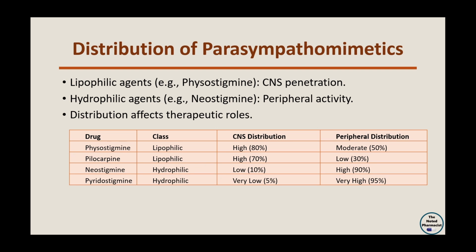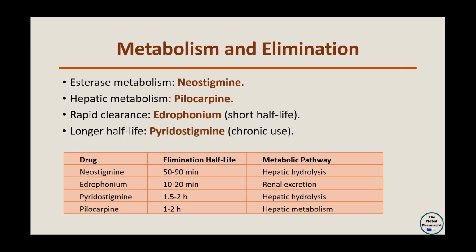Conversely, hydrophilic agents such as neostigmine are largely restricted to peripheral tissues, limiting their CNS effects. These distribution patterns directly influence the therapeutic applications and side effect profiles of parasympathomimetics. Metabolism and elimination of parasympathomimetics are equally variable, often involving hepatic enzymes or esterases. Neostigmine, for example, is broken down by plasma esterases, whereas pilocarpine undergoes hepatic metabolism.